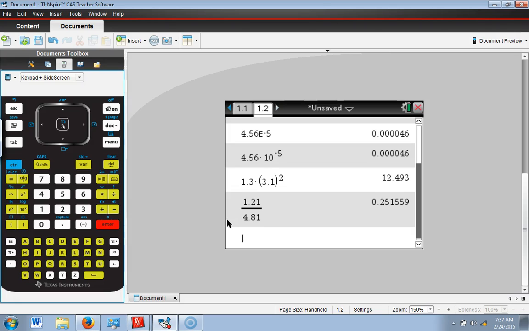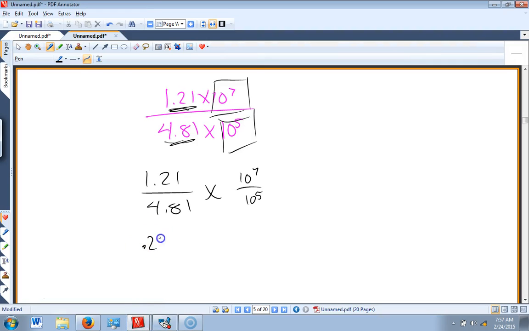Okay, and that's going to give us 0.251559. So we're going to simplify that in just a second. All right, and now this, we are dividing like bases, so we are going to subtract the exponents. So our exponents are 7 and 5, so it's going to be 10 to the 7 minus 5.